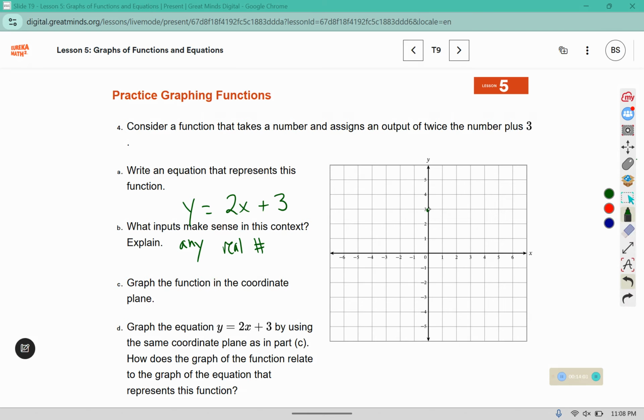This has a y-intercept of 3 and a slope of 2, so up 2 over 1. D, graph the equation by using the same coordinate plane as in part C. How does the graph of the function relate to the graph of the equation that represents this function? They are the same because there were no restrictions on our inputs or outputs.